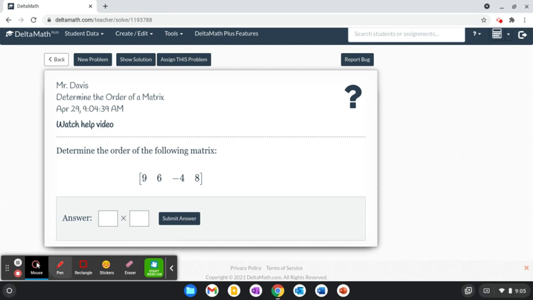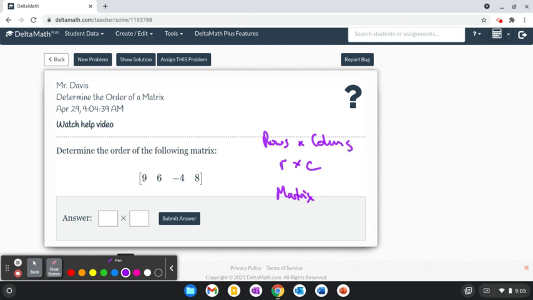So some people refer to the matrix order as an R by C matrix. It's kind of one way that I learned how to do in college, an R by C matrix, meaning that we have the rows by the number of columns. Rows are horizontal, and columns are vertical.